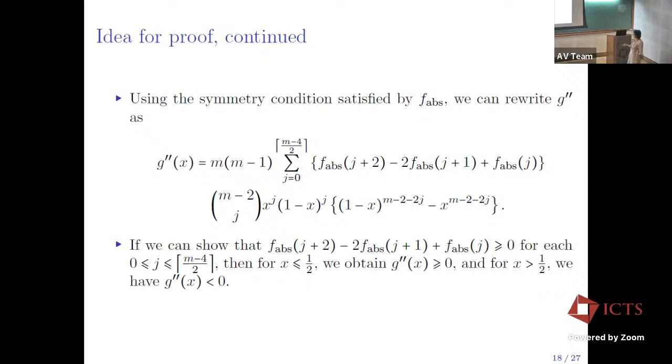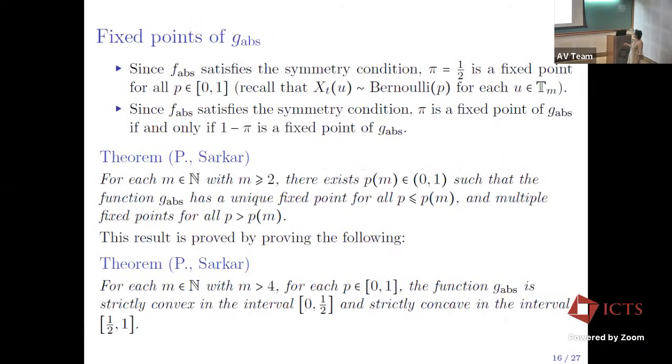Okay, so that proves this result, that it's strictly convex in (0, half) and strictly concave in (half, 1). But we still need one more step to show the first result.